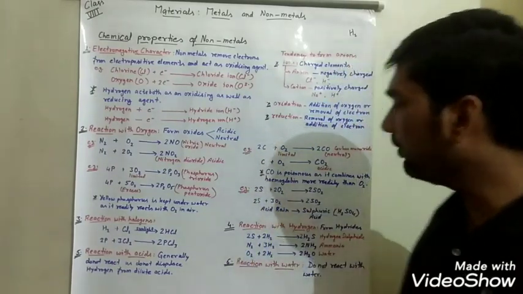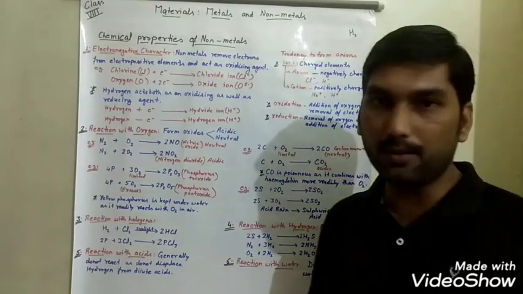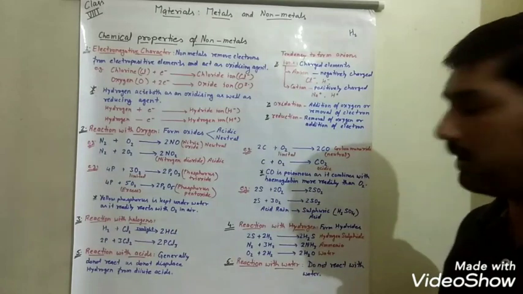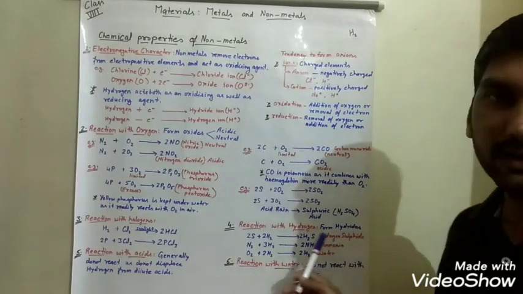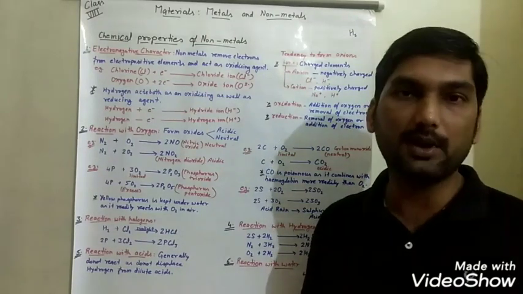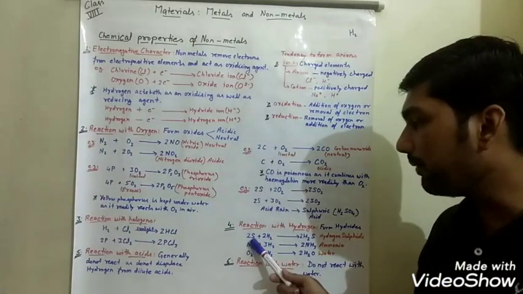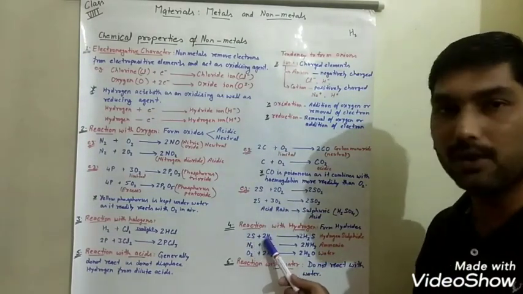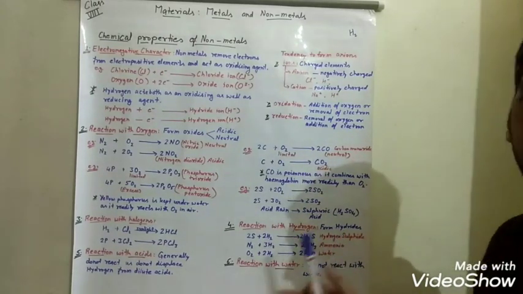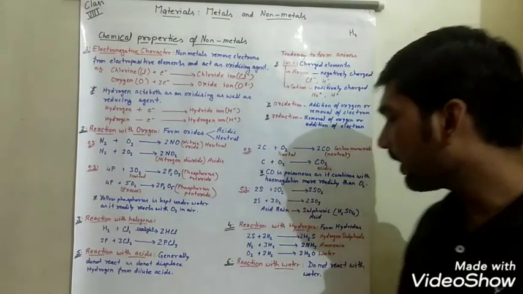So we will see how the non-metals react with hydrogen and which compounds they form. Generally, when non-metals react with hydrogen, they form hydrides, and these hydrides may be acidic, basic or neutral in nature. As you can see here, when sulfur reacts with hydrogen, it forms a compound known as hydrogen sulfide, and this hydrogen sulfide is acidic in nature.